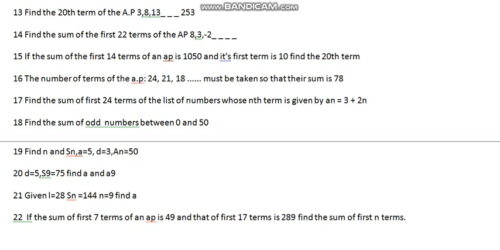Very simple question, because on some of the numbers you will be asked one question. Write the formula properly, practice this one. Next, the 16th question: the number of terms of the AP 24, 21, 18 must be taken so that their sum is 78. Look at this one. The number of terms of the AP 24, 21, 20.